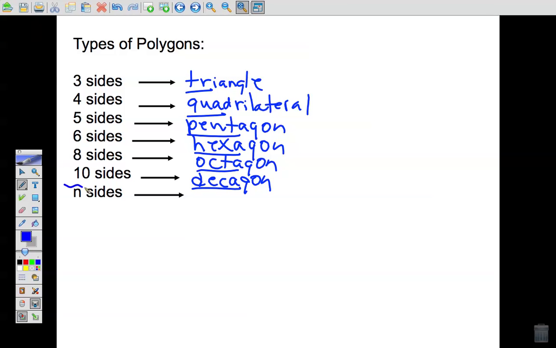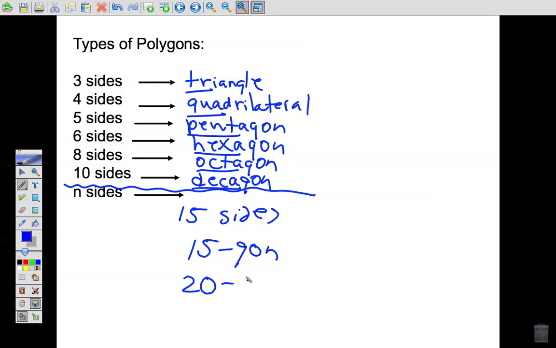Now really from this point on, there are specific names for an 11-sided figure and a 12-sided figure, but we don't see them or we don't use them a whole lot. So if we have a 15-sided figure, we would just call that a 15-gon. Or a 20-sided figure would be a 20-gon. And the reason for that is it just makes it easy to define them.